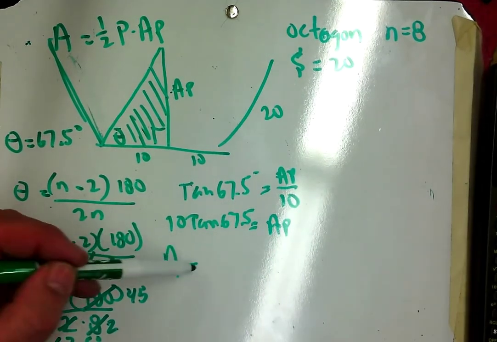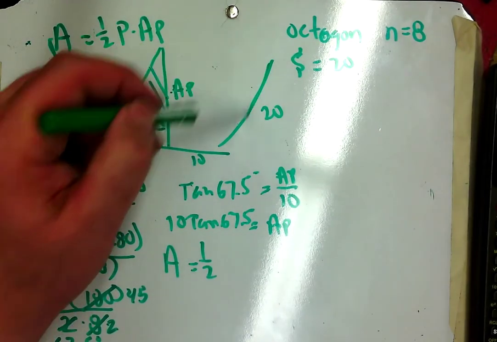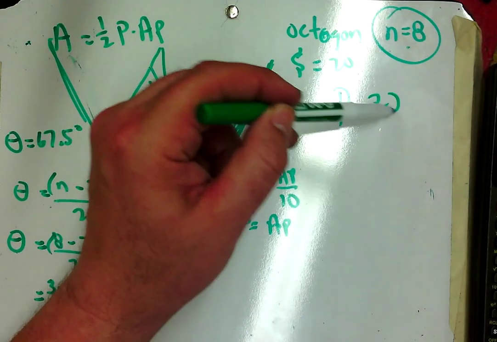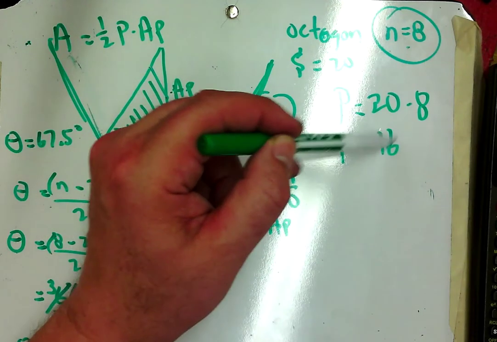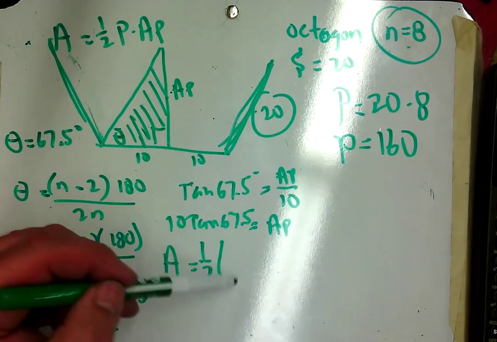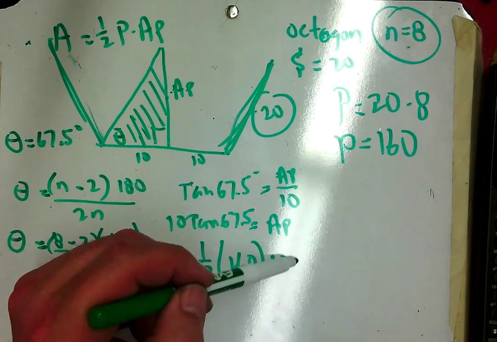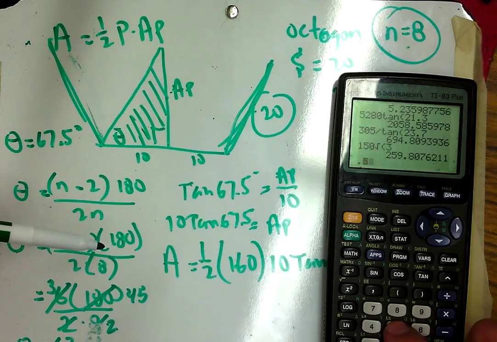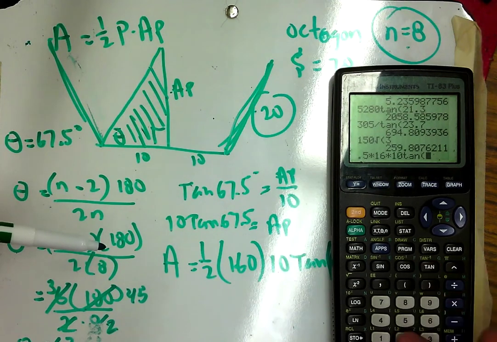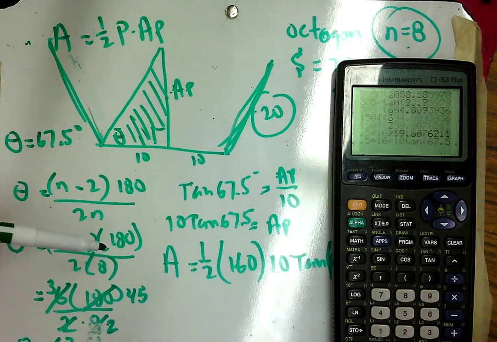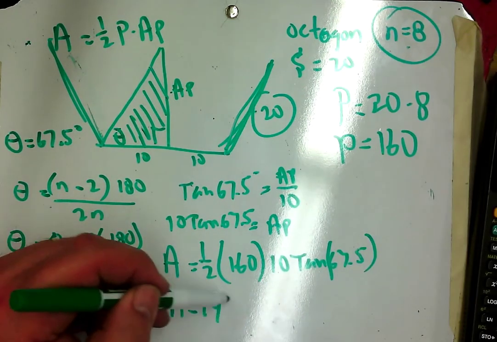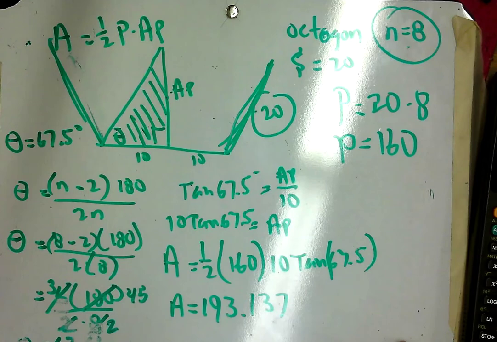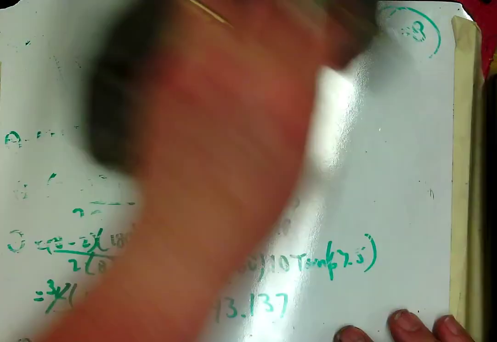But I will say that area equals 1/2 perimeter. The side lengths are 20, and we've got 8 sides, so 20 times 8 for the perimeter. So the perimeter is 160, and therefore our area is 1/2 perimeter times apothem, 10 tan 67.5. On my calculator, 1/2 times 160 times 10 tangent 67.5, and I get the area is 193.137. Okay, so that's number 4. Let's take a look at 5.